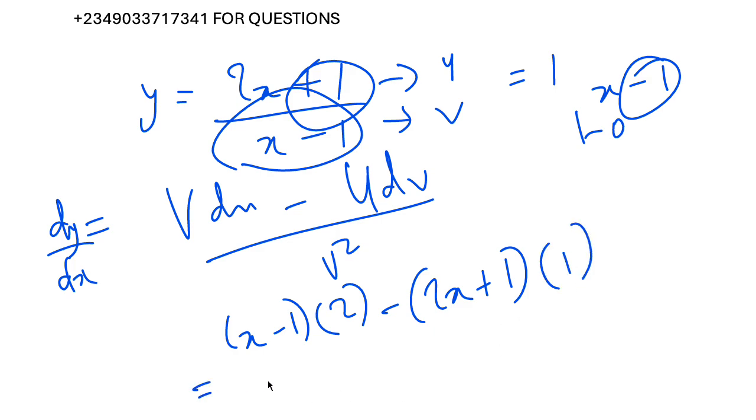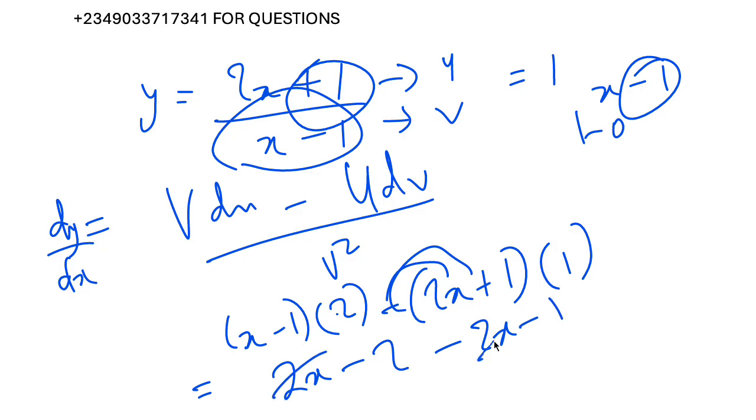So we could easily simplify as 2x minus 2, because 2 times x is 2x, and 2 times negative 1 is negative 2. Then minus 2x, negative times positive is negative. Then 2x cancels, and we are left with minus 3, right? I hope we're grabbing.